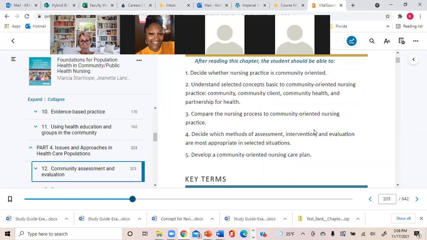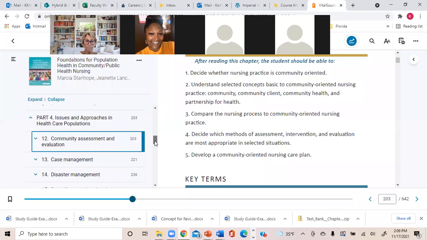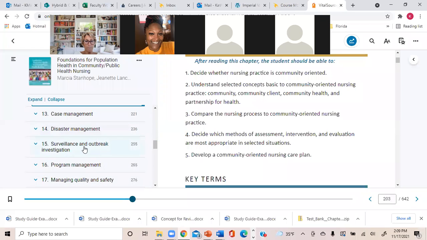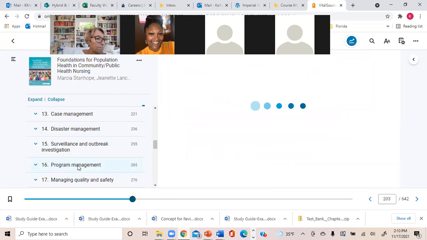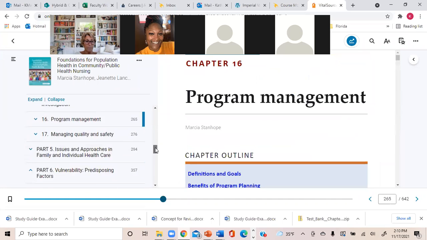Can you all articulate on your own how to apply the nursing process, ADPIE, to community-oriented nursing, to how to do a community assessment? You should be able to. Okay? You feel comfortable with those? Yes. Okay.